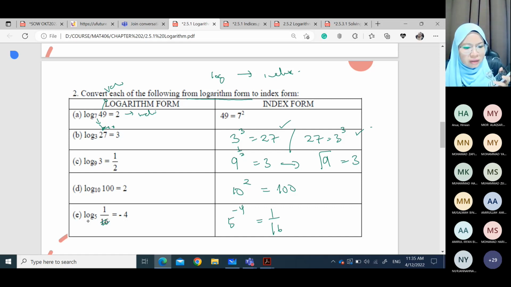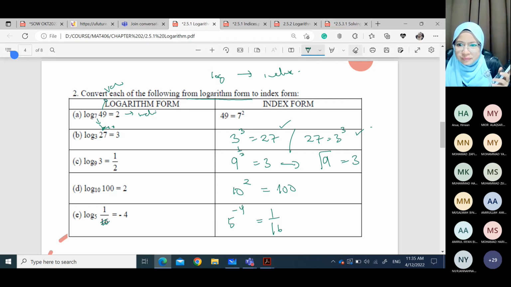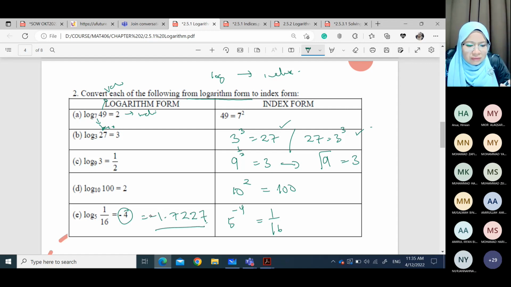Kalau you plug in log 5 1/16 dalam bracket 1/16, you tak akan dapat negative 4. You akan dapat negative 1.7227. Betul tak? This one, dia bukan negative 4 actually. Kalau you plug in your calculator, log 5 1/16, you akan dapat negative 1.7. Dapat sama dengan saya tak? You akan dapat ini. Bukan negative 4.